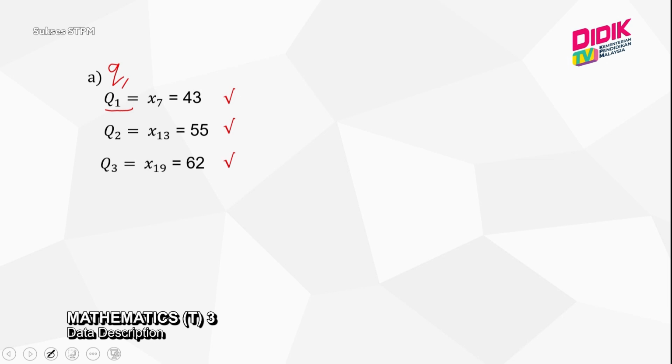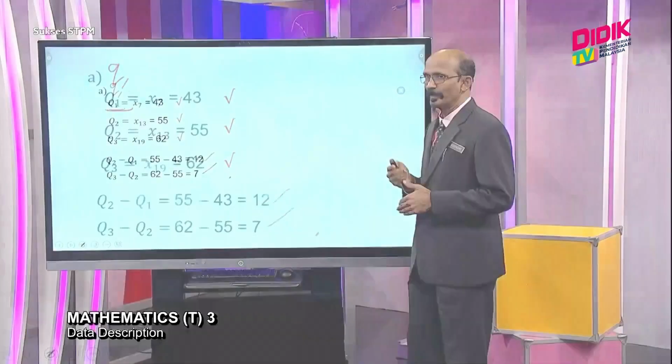The next portion of the question, the next task, they ask you to comment on the distribution. Since we are finding these quartiles, we need to find the difference between the quartiles first. That means Q2 minus Q1, Q3 minus Q2. You show your working, and you get 12 and 7 here. Then you have to do comparison.